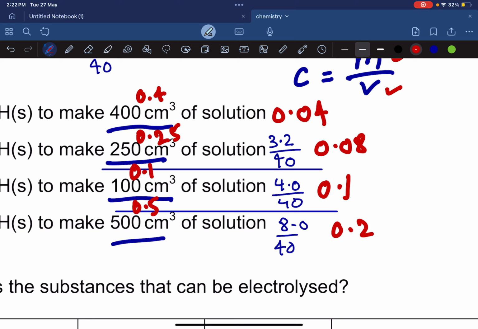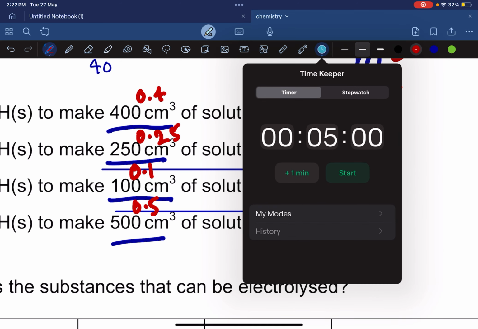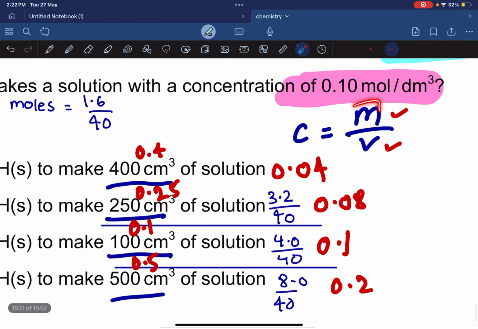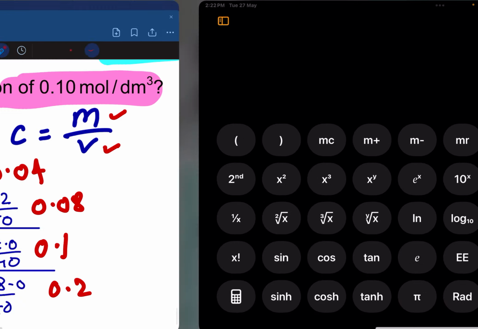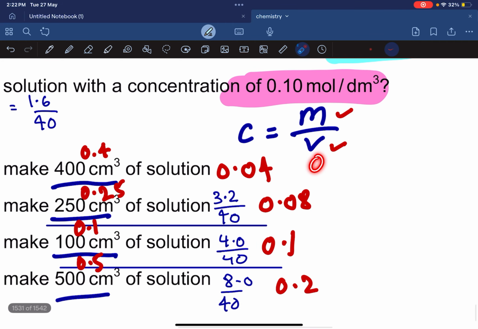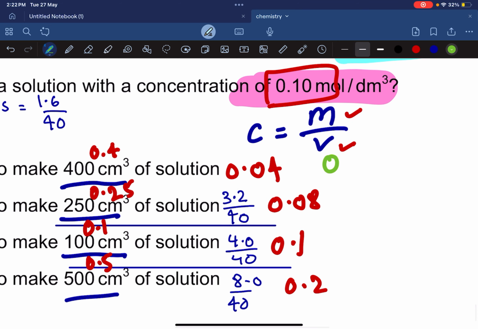So now it's going to be moles upon volume. Moles this, volume this. 0.004 divided by 0.4. So let's do it. 0.004 divided by 0.4 gives me 0.01. Okay, I just have to keep my eyes on the price. This is 0.01. Now these moles divided by this volume.